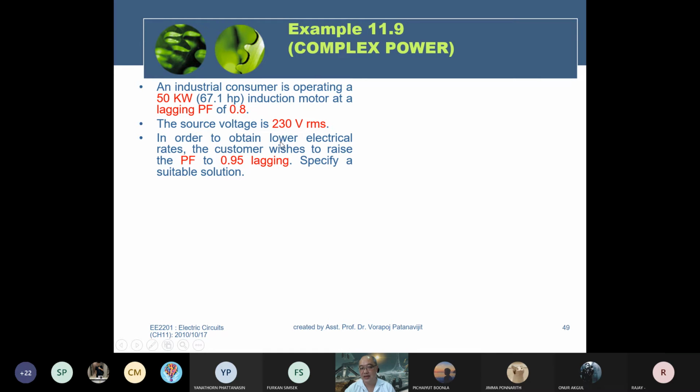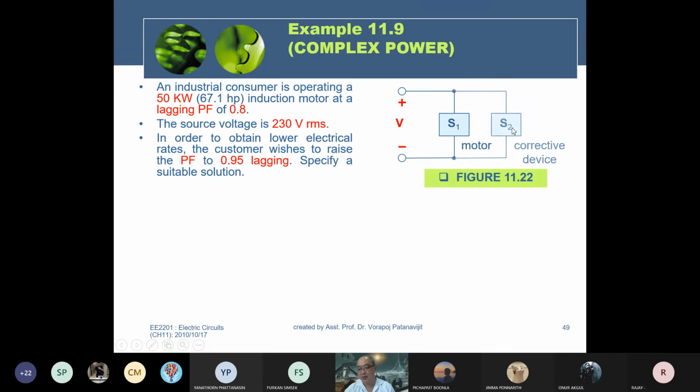The source voltage is 230 volts RMS. In order to obtain a lower electric rate, the consumer wishes to improve the power factor to 0.95, and the task is to specify a suitable solution. This is the old model of your factory, but you would like to add another device that can improve your power factor.